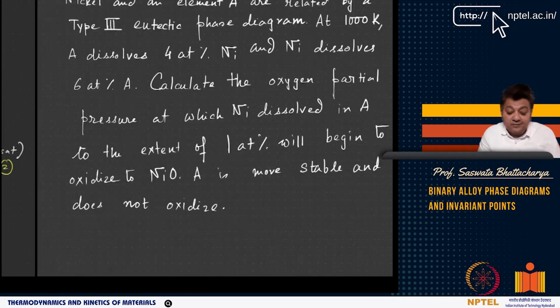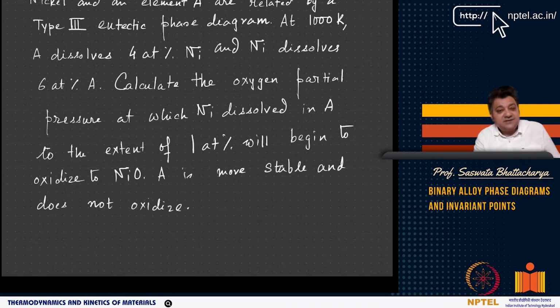So for example, I'll give you a problem. Nickel and an element A. There is an element A which is mixing with nickel, and they are related by a type 3 eutectic phase diagram. At 1000 Kelvin, A dissolves 4 atomic percent nickel and nickel dissolves 6 atomic percent A, right? That means the A-rich solution has a solubility limit of 4 atomic percent nickel, and the nickel-rich solution has a solubility limit of 6 atomic percent A. So nickel can dissolve up to 6 atomic percent A at 1000 Kelvin, and A can dissolve 4 atomic percent of nickel at 1000 Kelvin.